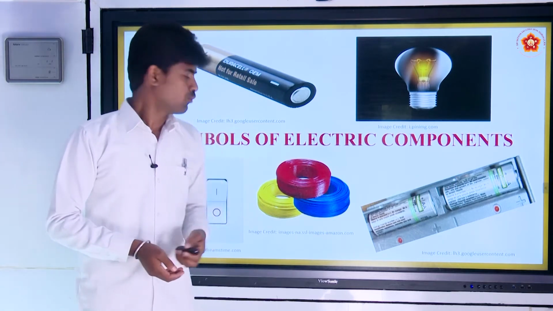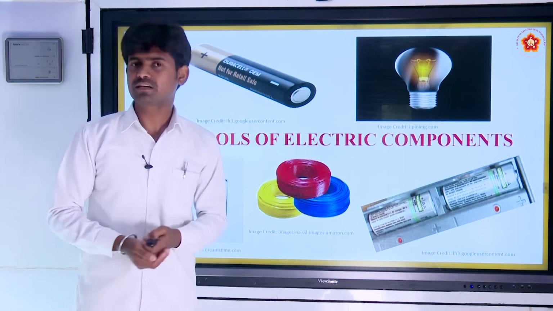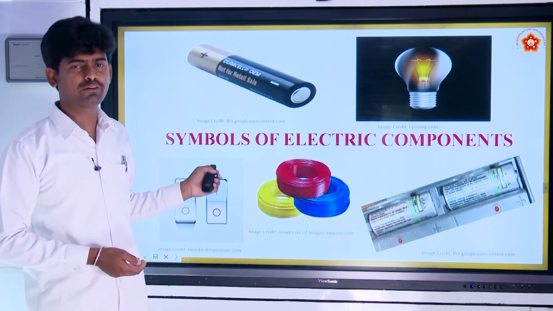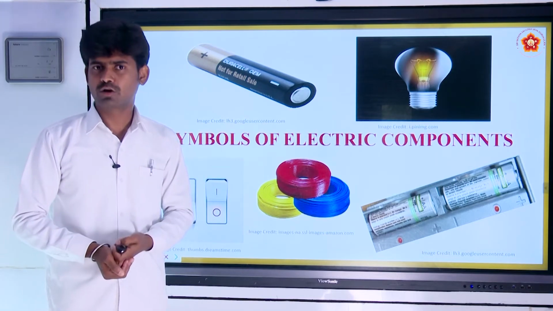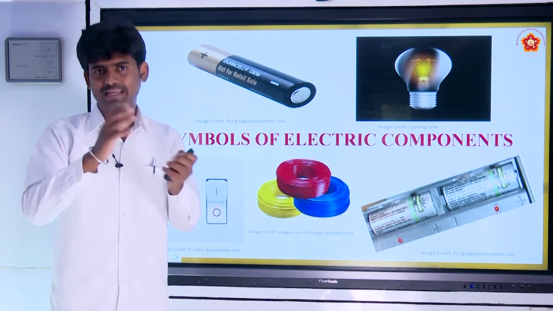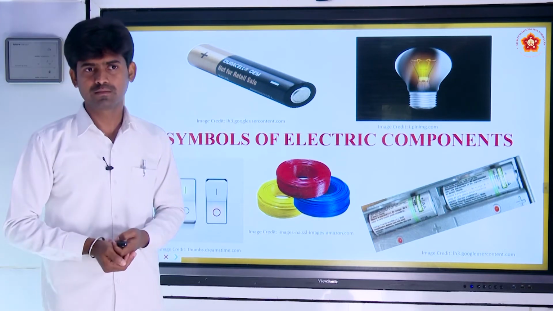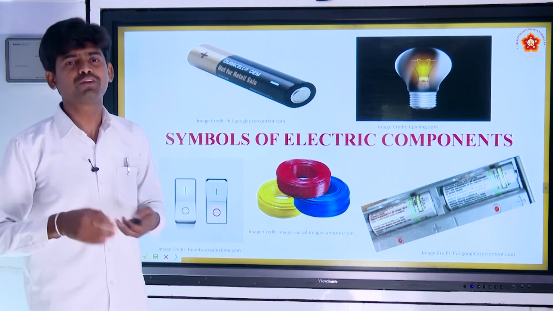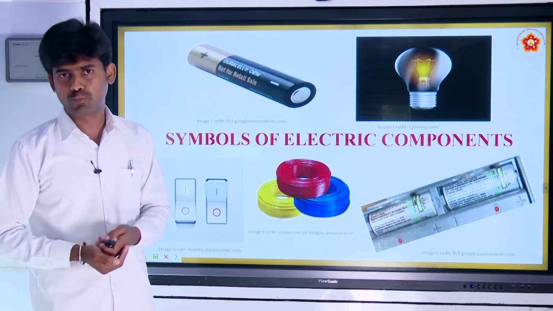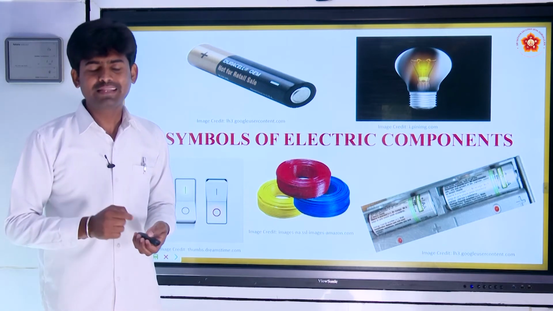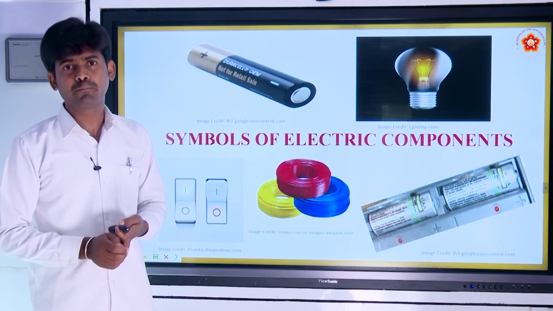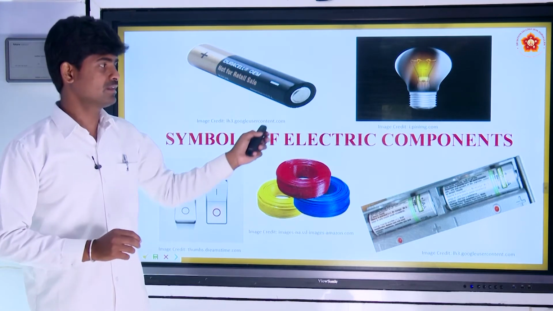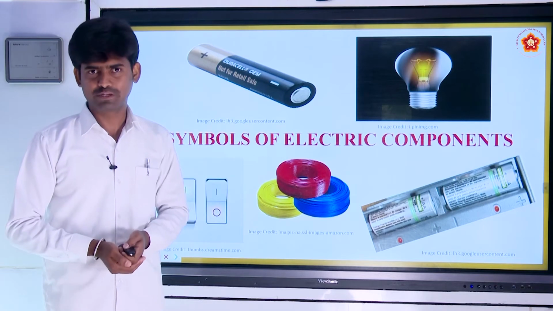So what is the use of the symbols of electrical components? Why are we writing symbols for the electrical components? Why can we not draw the diagram of the bulb or cell? It is an easier way to represent the electrical component, and also when we are writing the circuit diagram, it makes it easy to write. That's why we use electrical symbols for the electrical components.